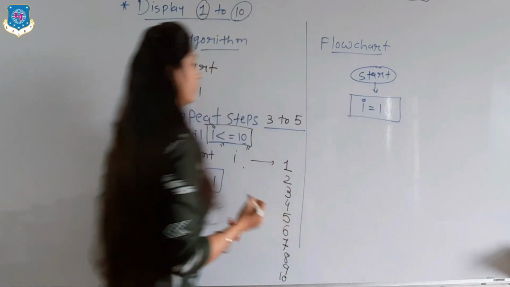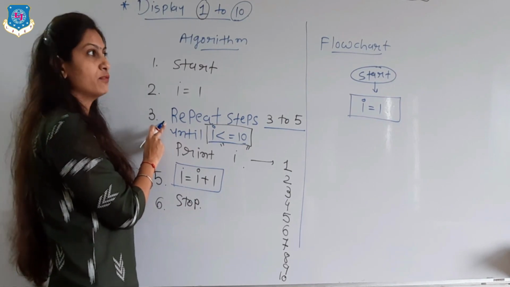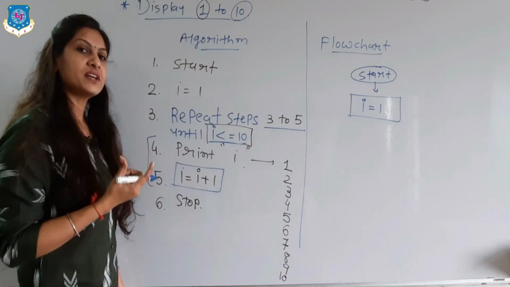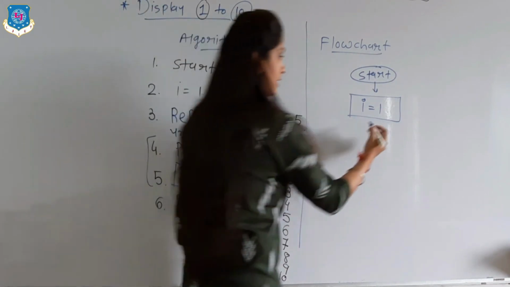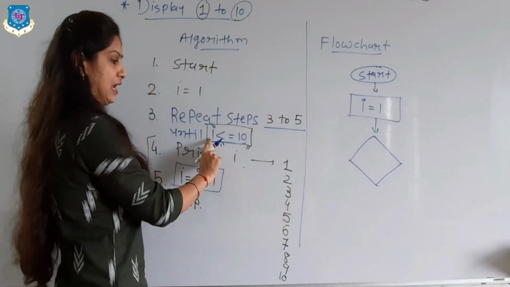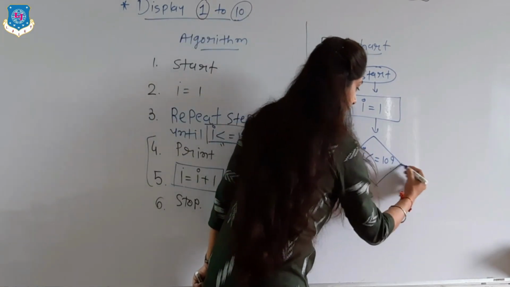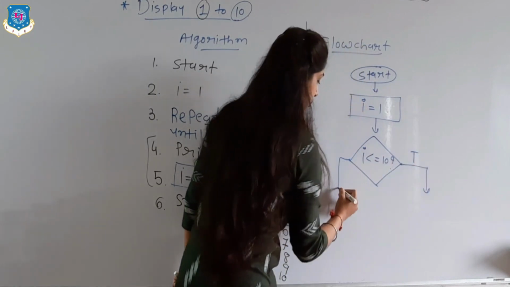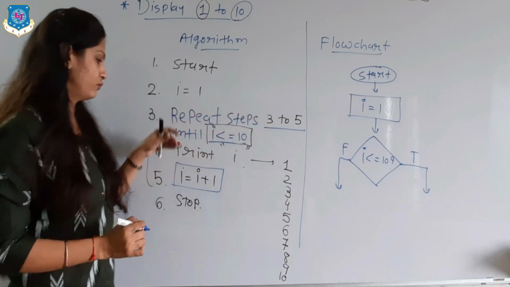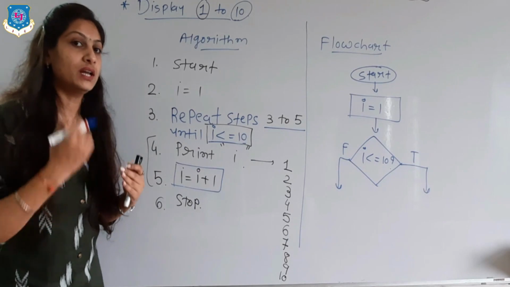Now repeat. Does repeat have a symbol in a flow chart? No. But here the condition is there, and a condition has a symbol, that is the diamond. So first we have to draw the diamond, and the condition we write here: I less than or equal to 10, question mark, and then two parts, true or false. Now if it is true, then we have to move to steps 3, 4 and 5. That is our repetitional problem.